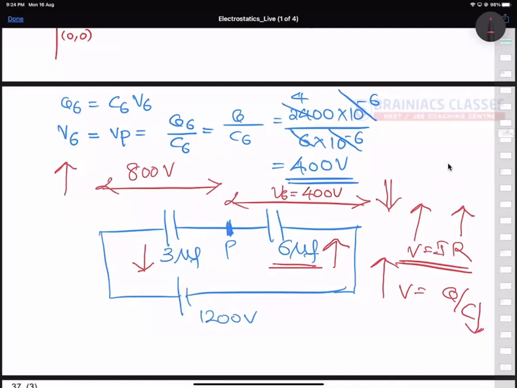Resistance higher, the voltage higher, but capacitance is direct opposite. Capacitance lesser, the voltage higher, because V is directly proportional to 1 by C. I can say V is inversely proportional to C. But in case of resistance, voltage is directly proportional to resistance. More resistance for the same current means more voltage. But more capacitance means less voltage. Just reverse. More resistance, more voltage. More capacitance, less voltage.